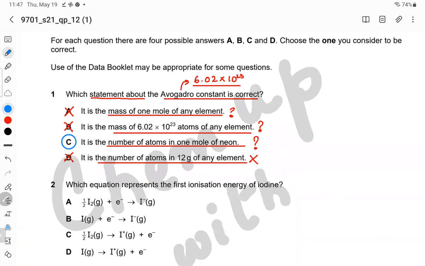Yes, Shazre. What did you miss or where did you get confused? Please tell me. In B, they are again saying it is the mass, right? And I just told you it is not the mass.